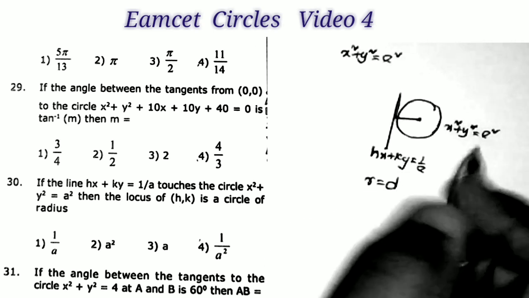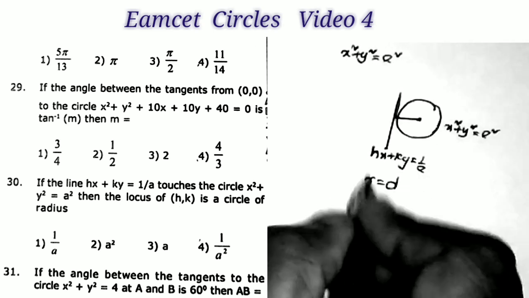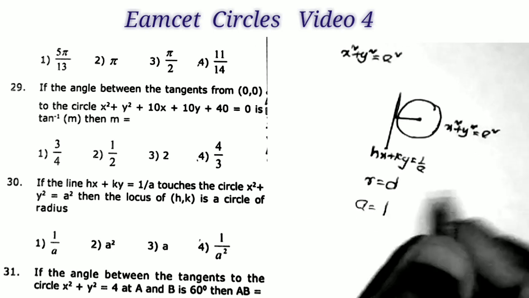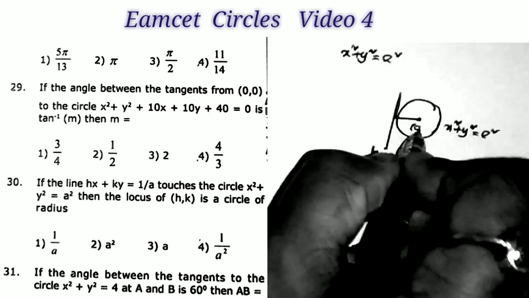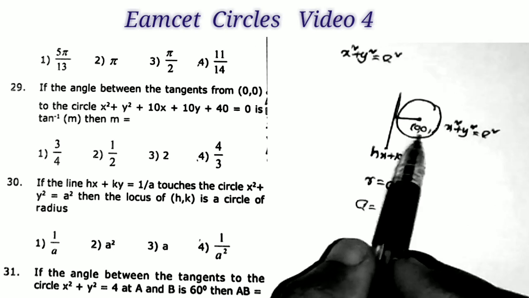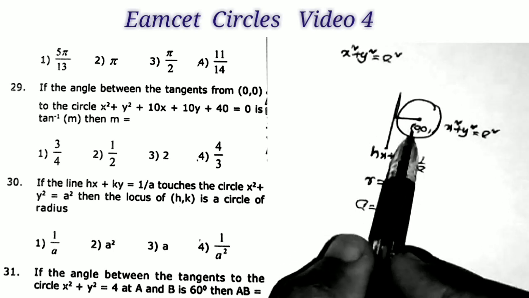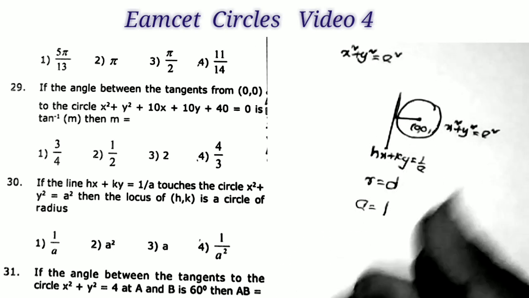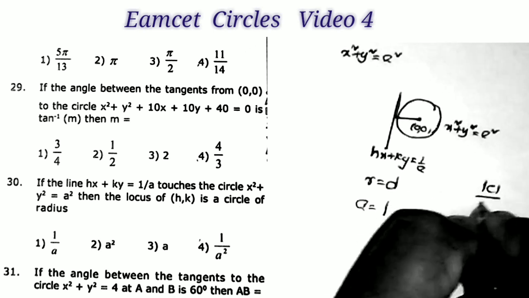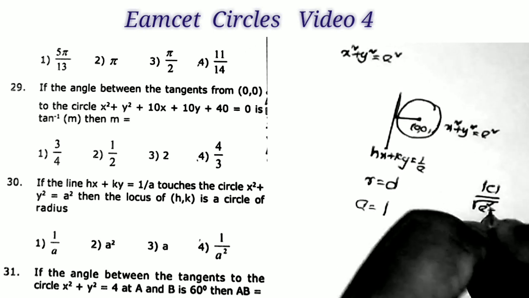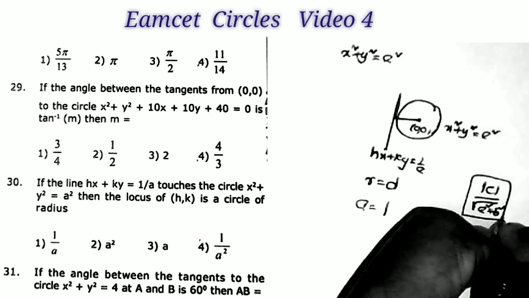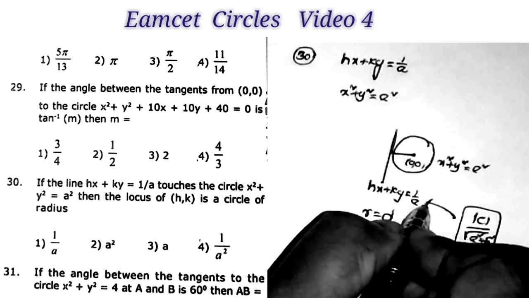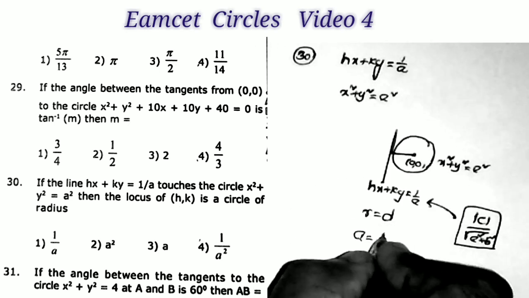Okay. Now, what is the r value? What is the radius of the circle? That is equal to a. And what is the d value? D is equal to the perpendicular distance from the center to the line. What is the center here? 0, 0. Okay. Now, what is the perpendicular distance formula from 0 comma 0? We take the value mod c by square root of a square plus b square.